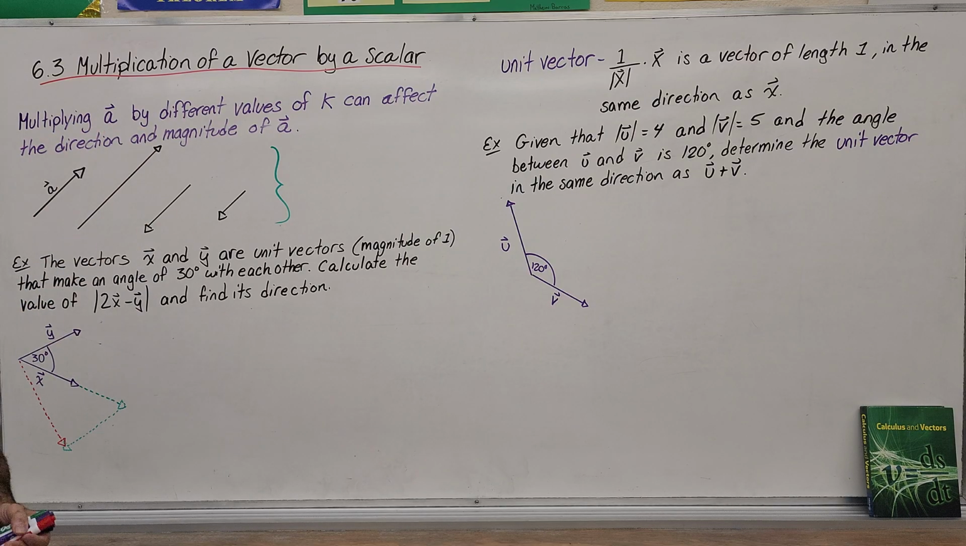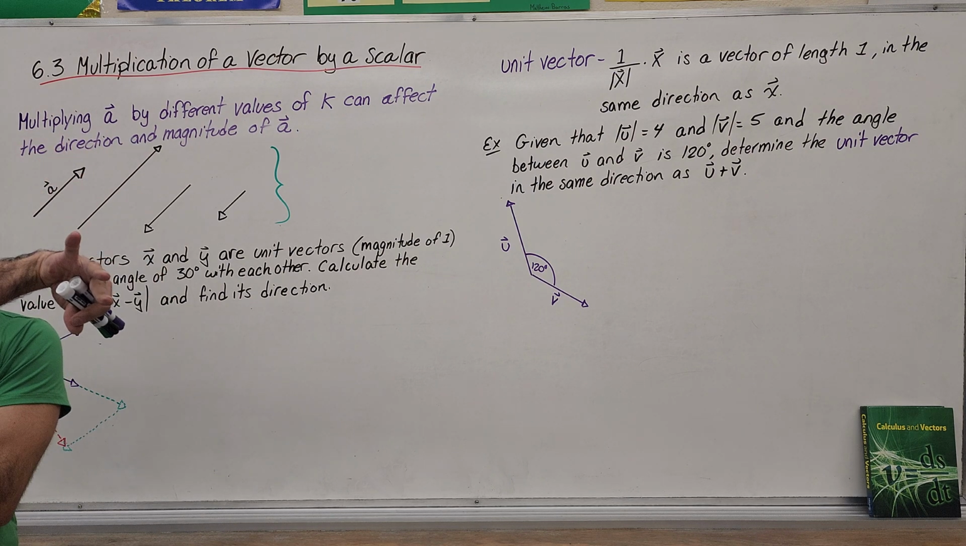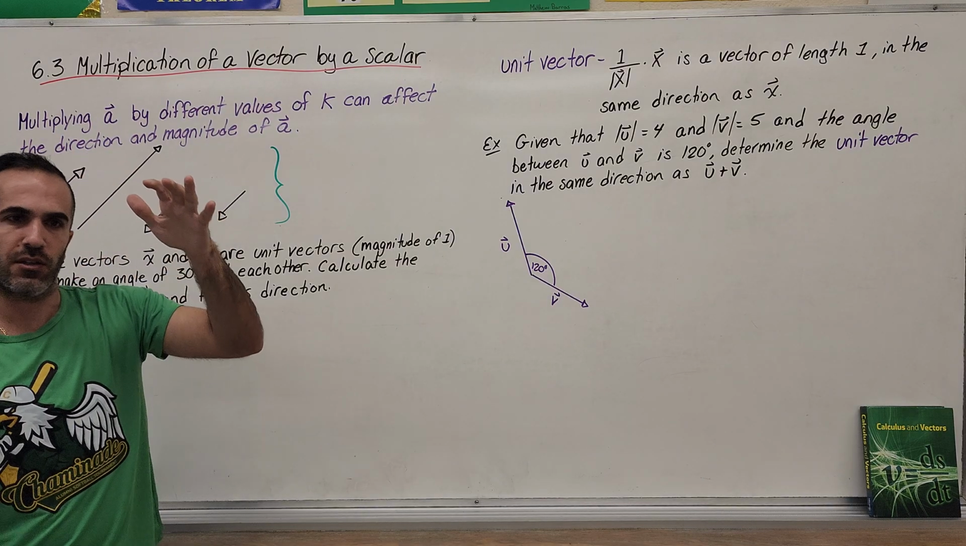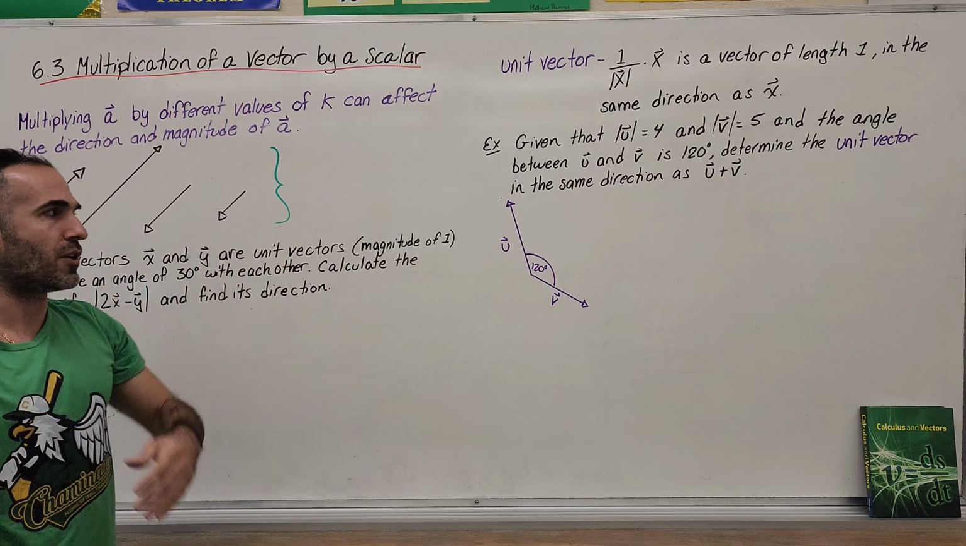And it can affect the direction and magnitude of A. I want to speak a little bit on direction. All we can do is change the direction if we multiply by a negative. I can't change the angle. I can only take this vector and multiply it by a negative value, and it goes in the opposite direction.